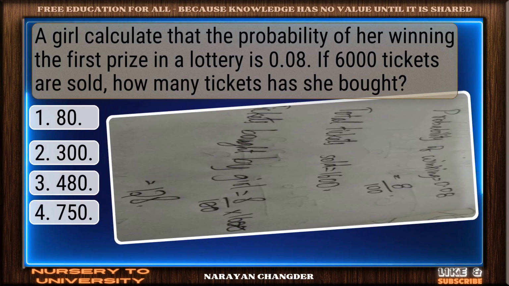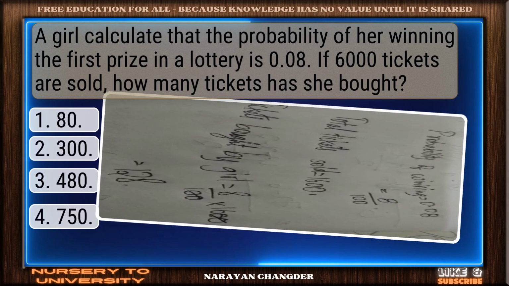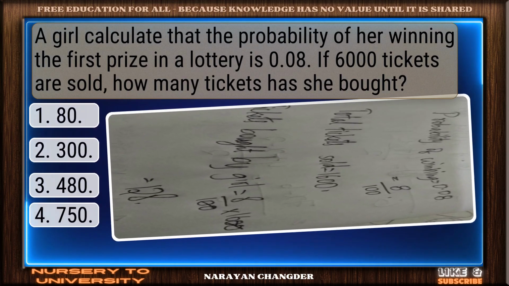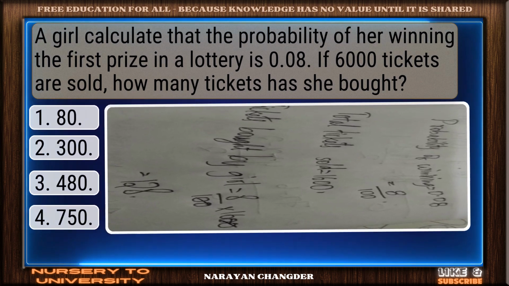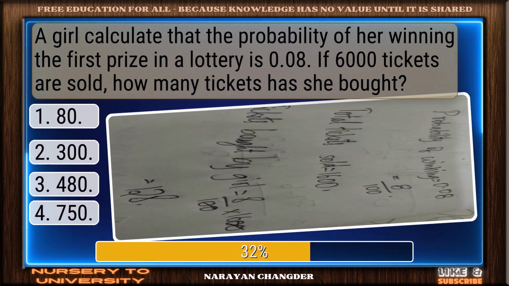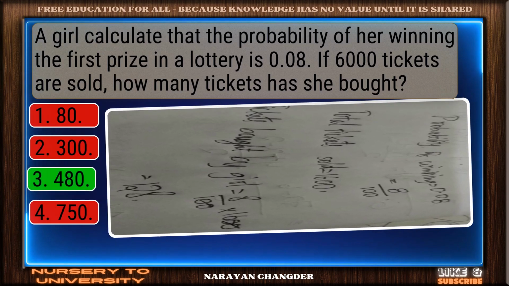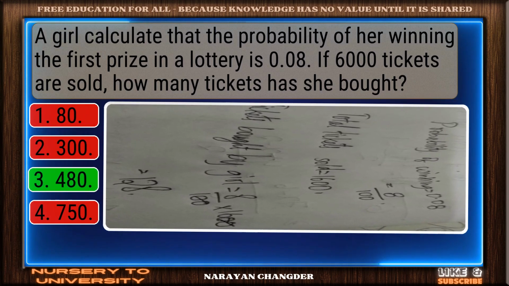A girl calculates that the probability of her winning the first prize in a lottery is 0.08. If 6,000 tickets are sold, how many tickets has she bought? Bravo. 480 is the answer.